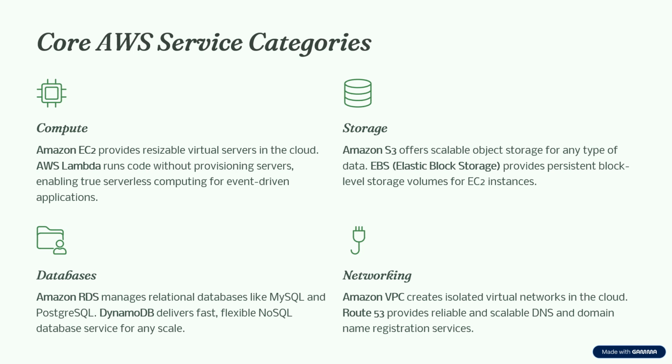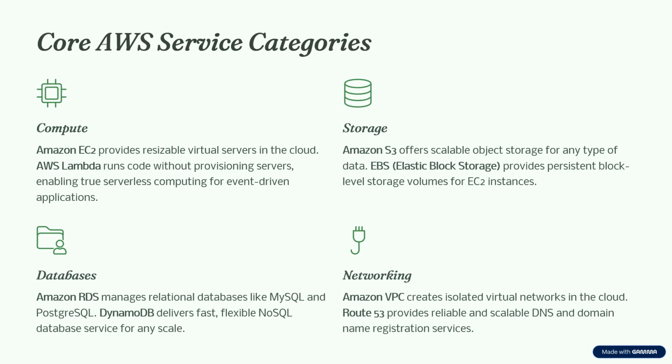And last but not the least, networking services. Amazon VPC. VPC stands for Virtual Private Cloud. It creates your own secure and isolated network in AWS. And also Route 53, a domain name system that connects user requests to the AWS servers efficiently.